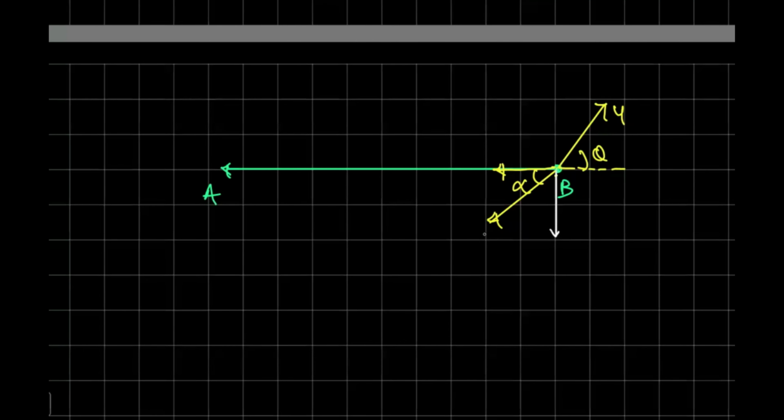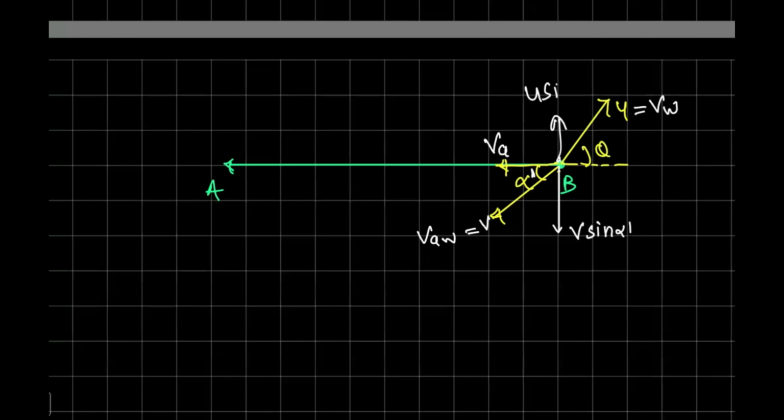So this component, this is B. This is the velocity of aircraft with respect to wind. And this is my velocity of aircraft. And this is my velocity of wind. So can I write here? This one is v sin alpha. And this one is u sin theta. And the velocity in this direction will be v cos alpha minus u cos theta, because the component of this one is going to be in this direction, u cos theta, and in this direction, that is v cos alpha.